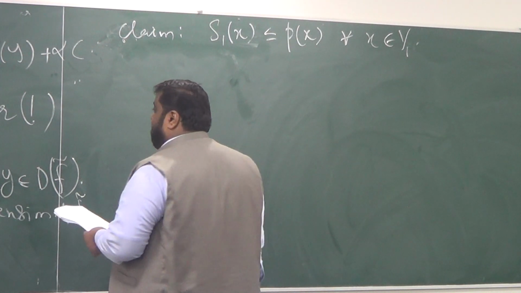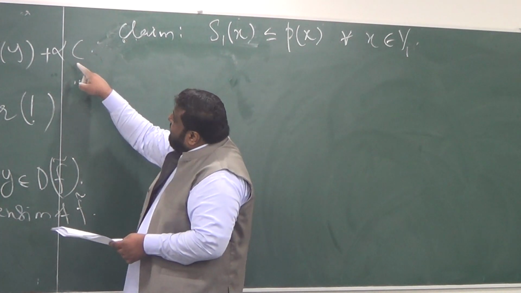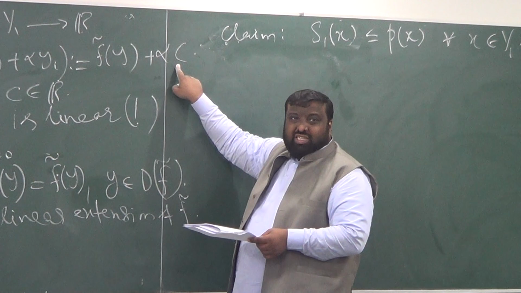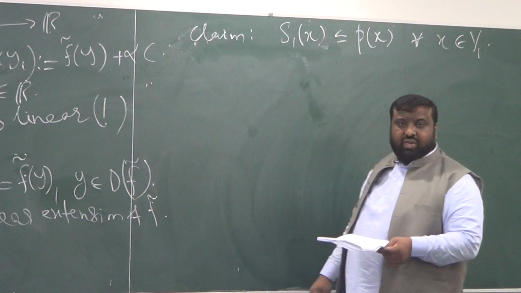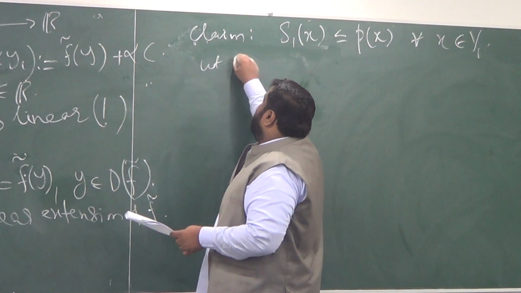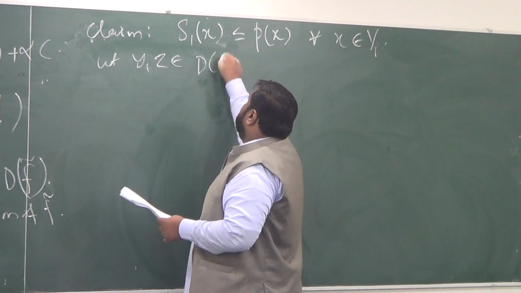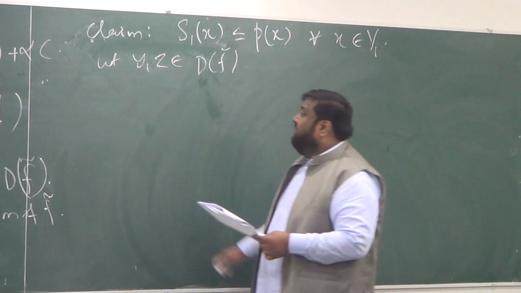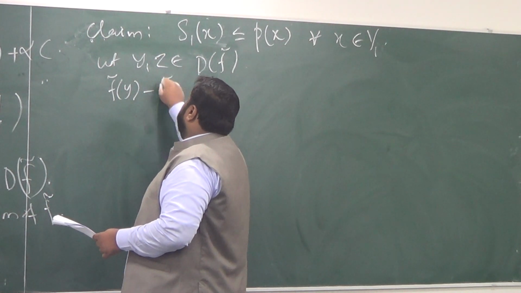So what would be our strategy? Our strategy would be that we cleverly choose this C, which we left open, in such a way that this condition is satisfied. So that's what we do. Okay? In order to do so, consider this. Let's take y and z from the domain of f tilde. So what would be f tilde of y minus f tilde of z?